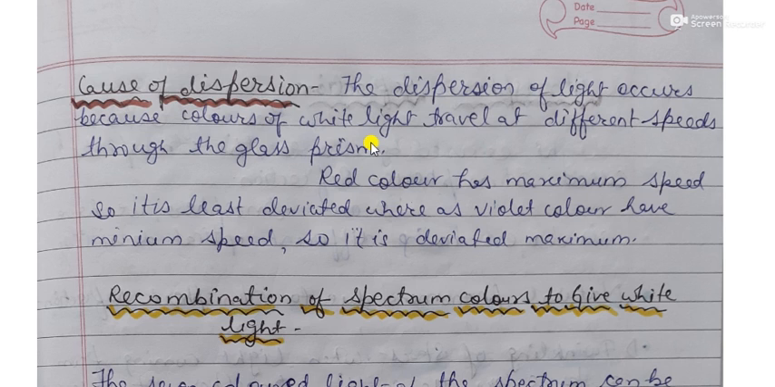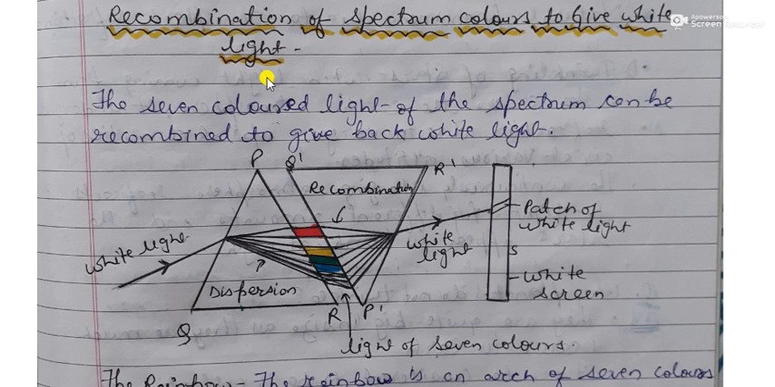So just now we have studied the cause of dispersion. Dispersion of light occurs because the colors of white light travel at different speeds through glass prism. Red color has maximum speed, so it is least deviated, whereas violet color has minimum speed in glass, so it is deviated maximum. Now students, recombination of spectrum colors can give white light again. If we collect all the seven colors of the spectrum on the side of a glass prism which is kept in reverse position, all these colors again combine to form back the white light.